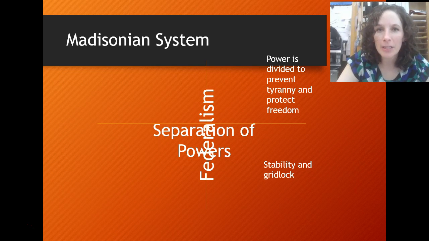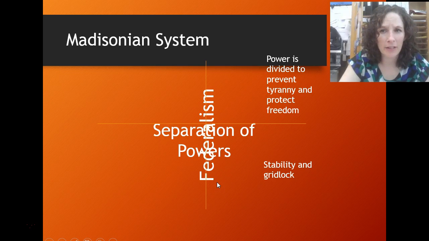So that stability makes sure that hopefully the legislation or the policy that's produced is solid and has been thought out and reflects the interests of Americans as a whole. The negative side to that stability is gridlock, that the checks and balances might be so effective that they keep the government from actually producing policy. So we have that stability, and on the flip side, the negative side, we have that gridlock.